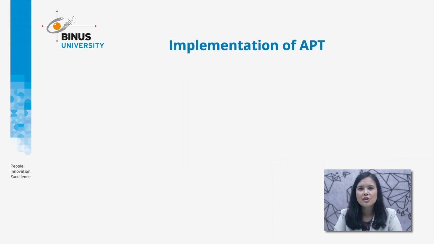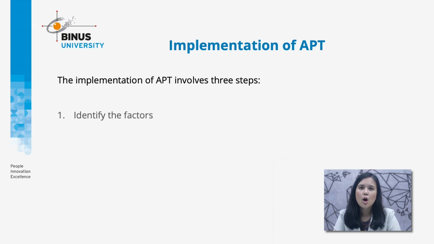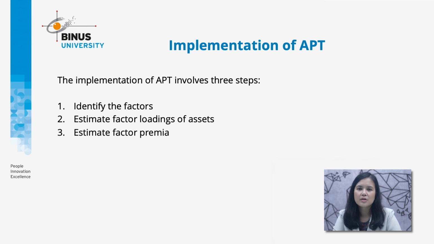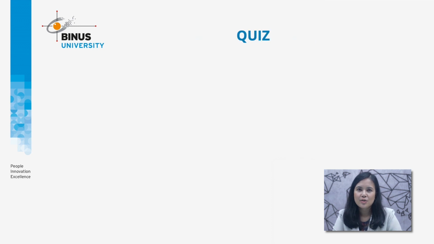Finally, the implementation of APT involves three steps. First, we identify the factors. Second, estimate factor loadings of assets. And third, estimate factor premiums. We have a quiz for this material.